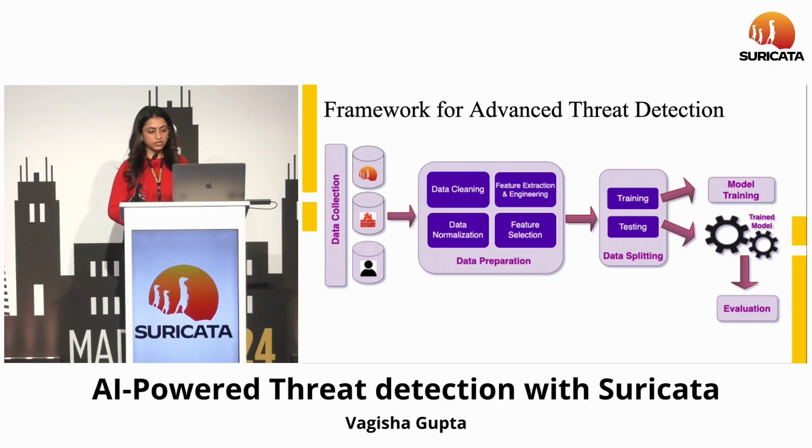So the first step is data cleaning, and I'll go through all these steps in detail. After data cleaning, we need to perform feature extraction and engineering. We need to do data normalization to standardize the data, and lastly, feature selection comes in. After that, we split the data into two parts, training and testing. The training set is required so that the machine learning models can understand the patterns and learn from the behaviors, and the testing data comes into place where we give the model unseen data and perform evaluation.